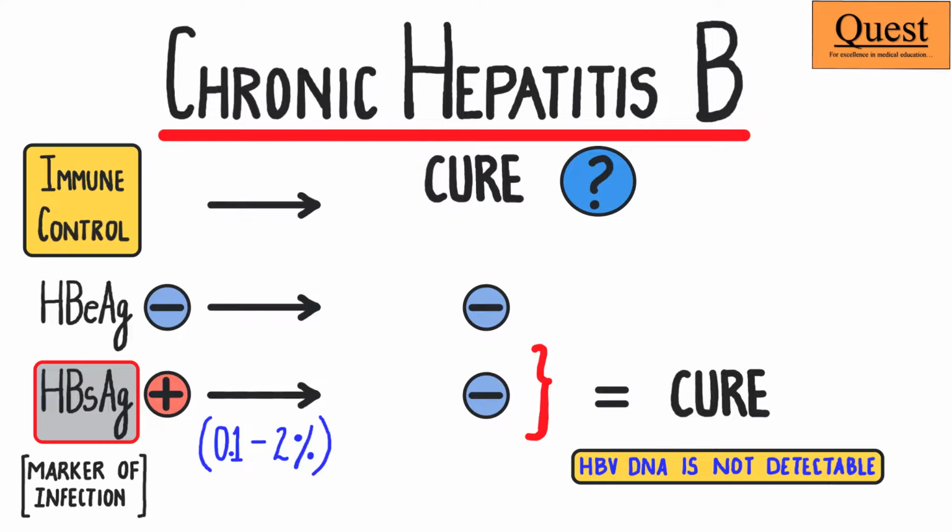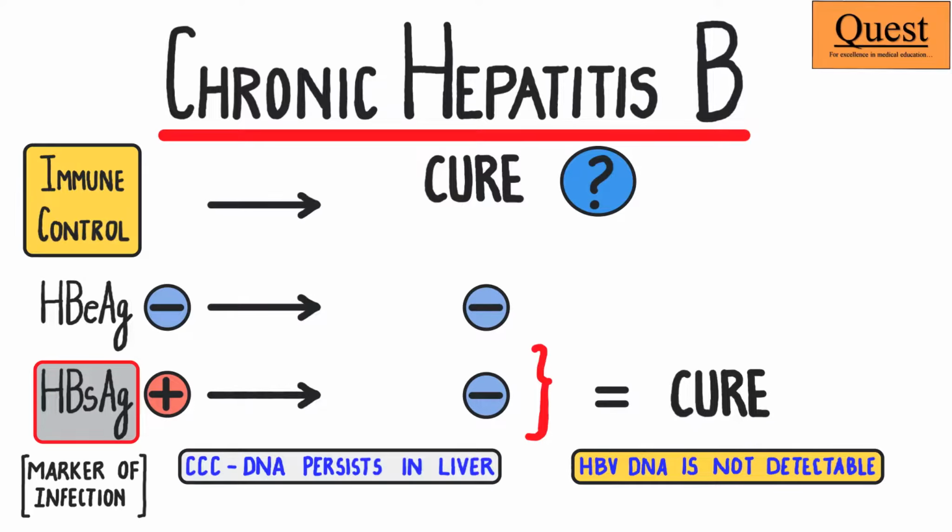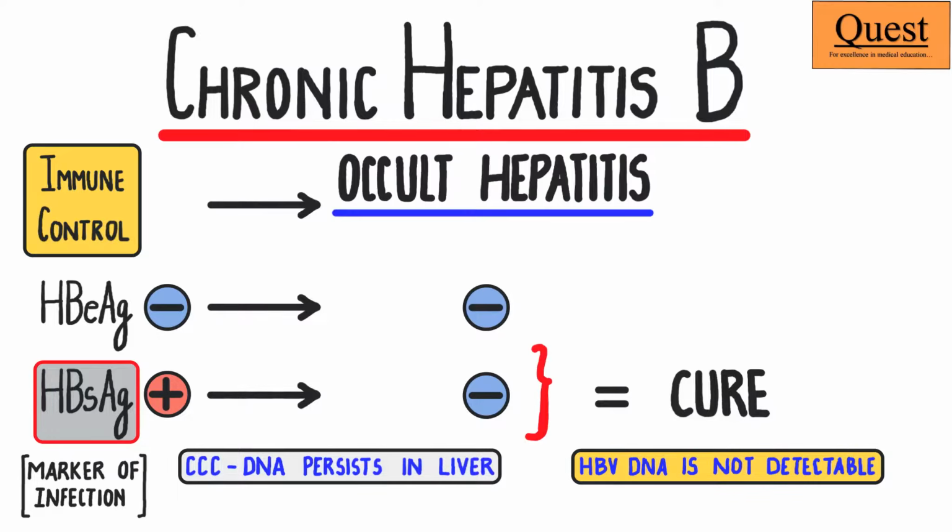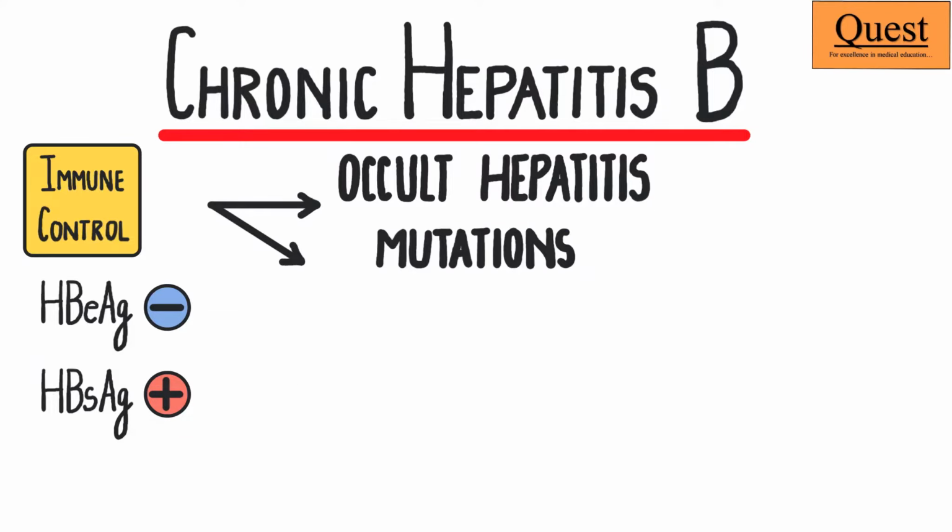Even these patients, we can call them cured, but remember, the covalently closed circular DNA or cccDNA will still persist. So this is actually labeled as the occult hepatitis B stage, and we are not yet sure in science what is the meaning of this. They are probably cured, but we still need to watch them. But most cases wouldn't go there.